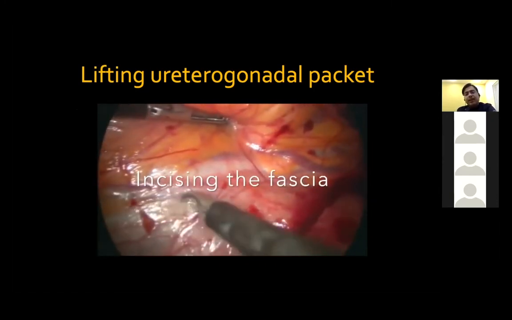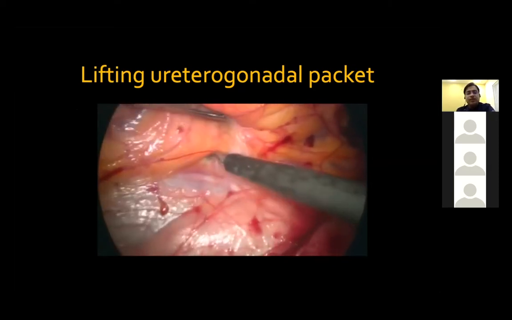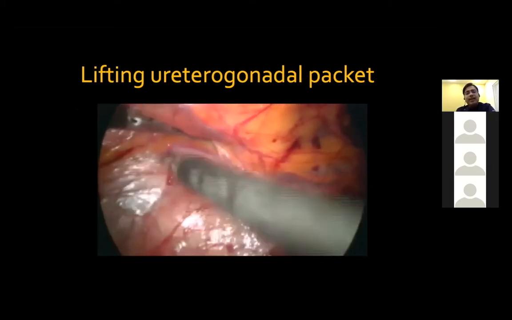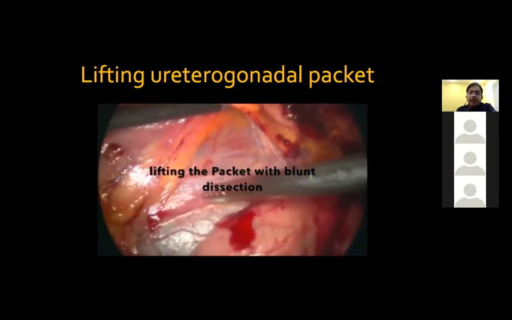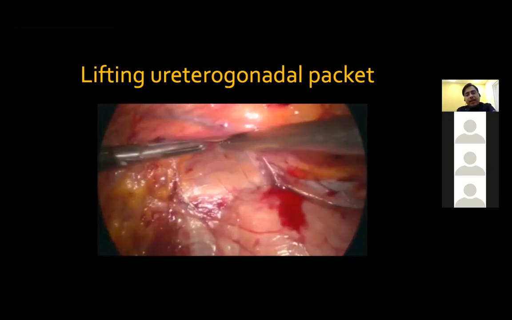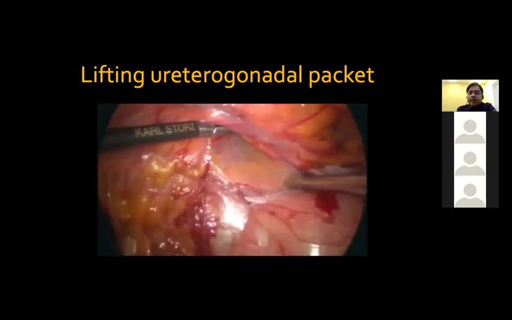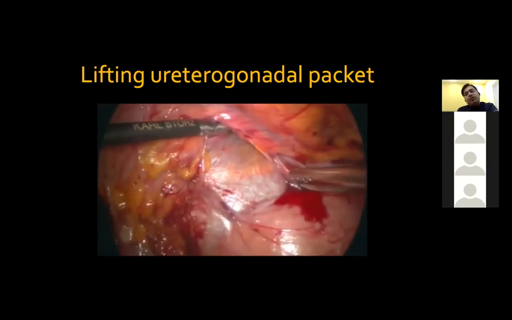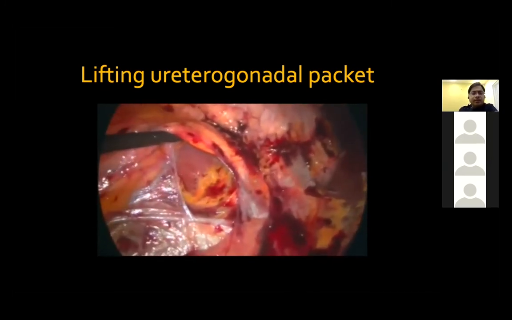So the second thing to do, after identification, is to incise the anterior Gerota's fascia. Once you incise the anterior Gerota's fascia, you will see the psoas muscle, and keep lifting everything with blunt force. Where do you start doing this? At the point where the gonadal vein is crossing the ureter, and you go caudally till the iliac crossing. So these are the many small steps that you need to execute in achieving one step of lifting the ureterogonadal packet.